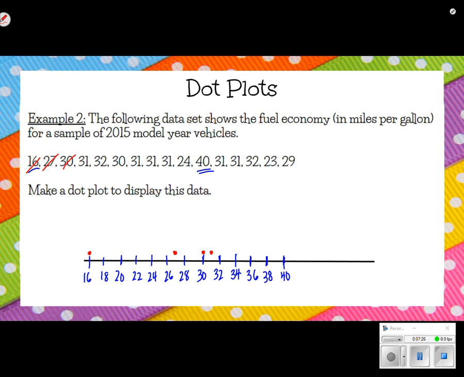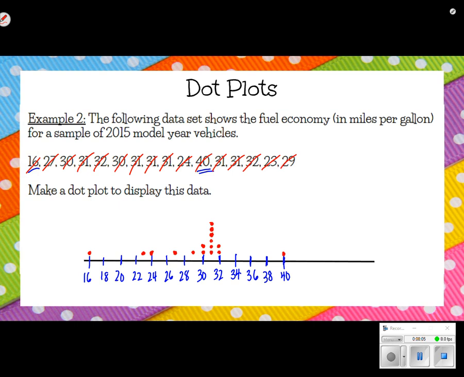31, 32, another 30. I got 2 more 31s. Actually, another 31. 24, about right there. And 40. And a 31, another, ooh, lots of 31s, and another 31. And a 32. And a 23. And a 29 right there.